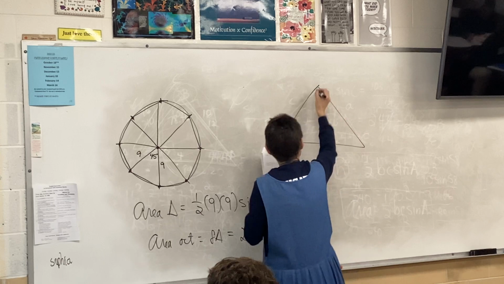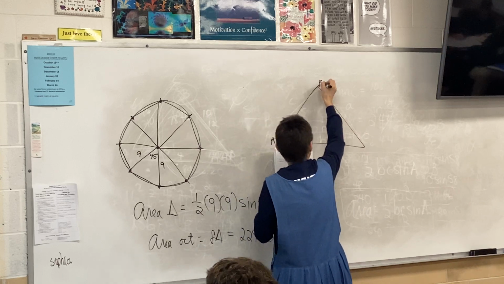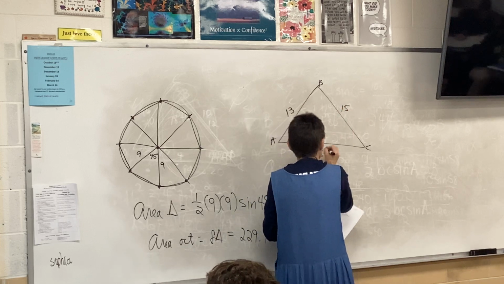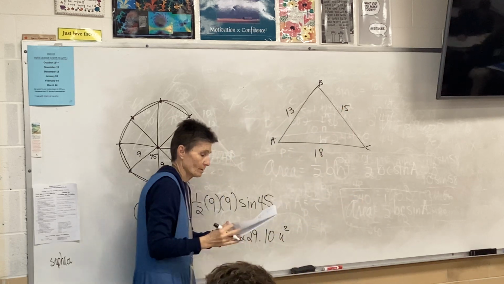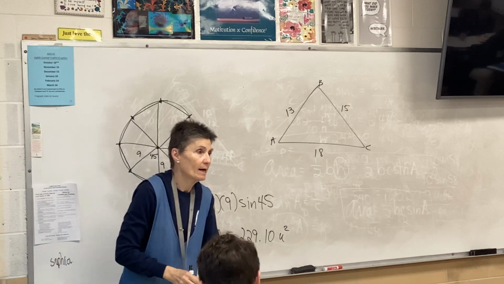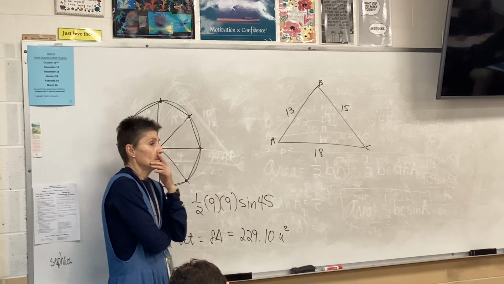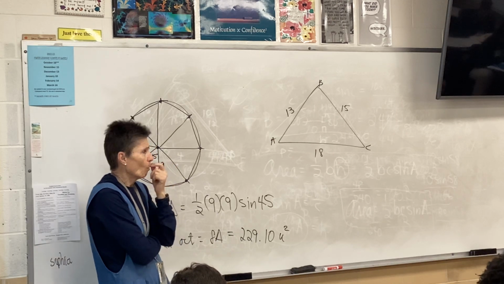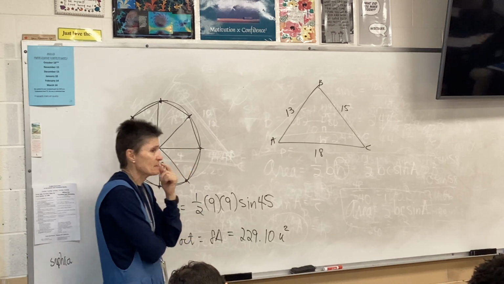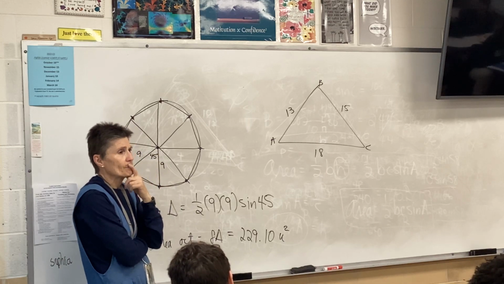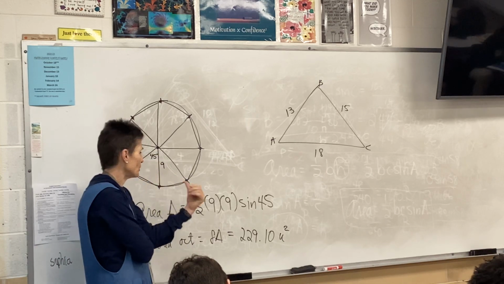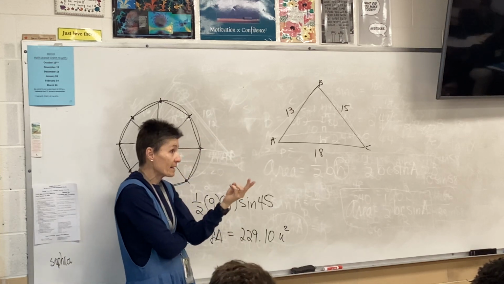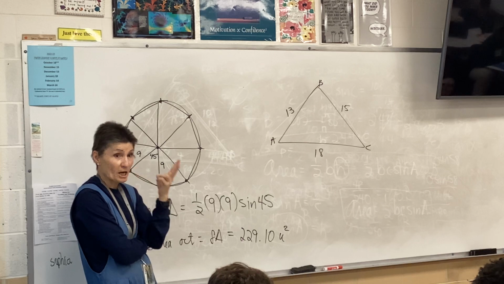Now we got a triangle, and its sides are 13, 15, and 18. We're gonna find the area of that triangle. This one's not quite as easy. What seems to be missing? Yeah, if I'm gonna do this, I need 2 sides, which I have, but then I need the angle in between them, which I don't have.